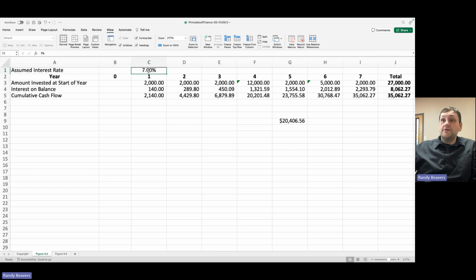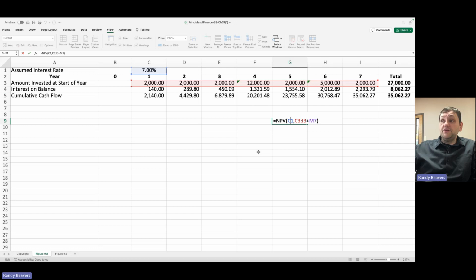So note in Excel, you have to put percentages in this notation, 7% or 0.07. To multiply, you use star or asterisk. To add, it is the plus sign, or you could use the equal SUM function, as we see here.